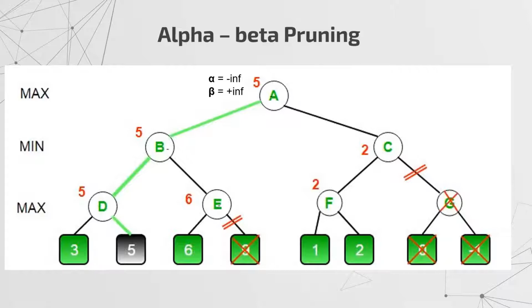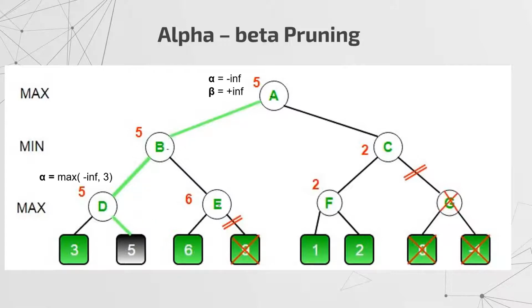At A, the maximizer must choose the max of B and C, so A calls B first. At B, the minimizer must choose the min of D and E, and hence calls D first. At D, it looks at its left child, which is a leaf node. This node returns a value of 3. Now the value of alpha at D is the maximum of negative infinity and 3, which is 3. To decide whether it's worth looking at its right node or not, it checks the condition. Since beta is plus infinity and alpha is 3, this condition is false, so it continues to search.